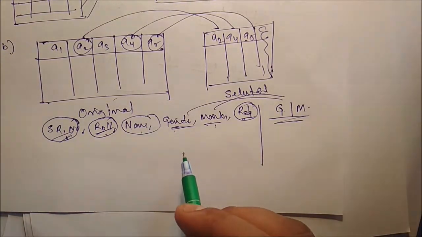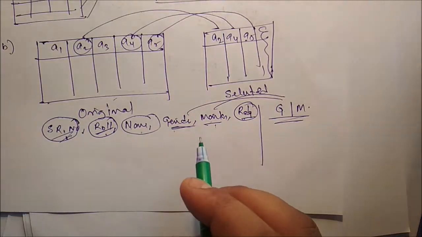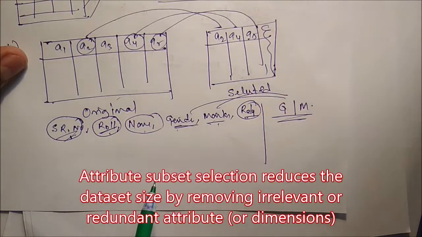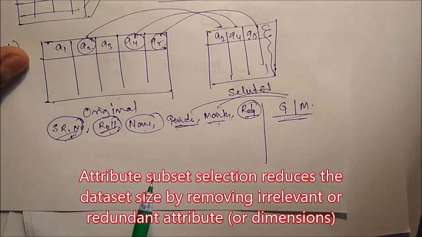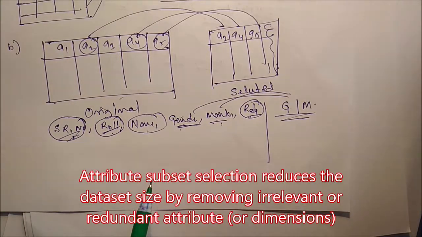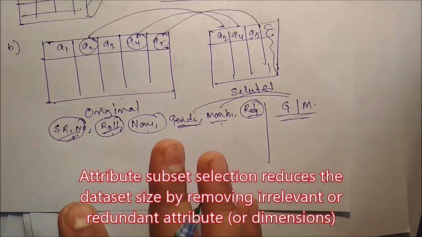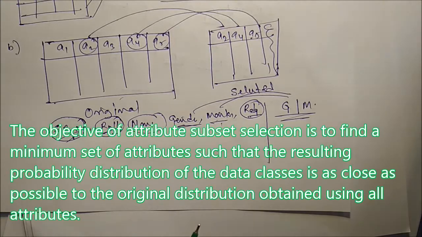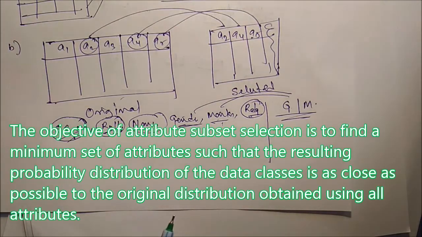If we remove the irrelevant attributes, that means we increase the accuracy or quality of the data mining. Now, attribute subset selection reduces the data set size by removing irrelevant or redundant attributes. The actual objective of attribute subset selection is what? Removing irrelevant or redundant attributes or dimensions. The objective is to find a minimum set of attributes such that the resulting probability distribution of the data classes is as close as possible to the original distribution obtained using all attributes.